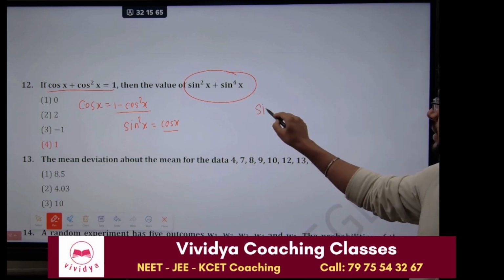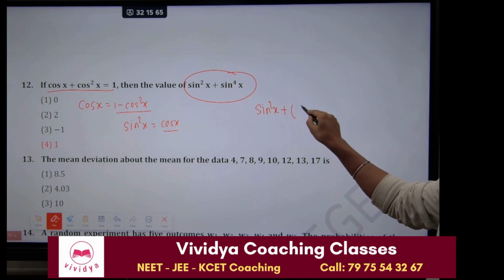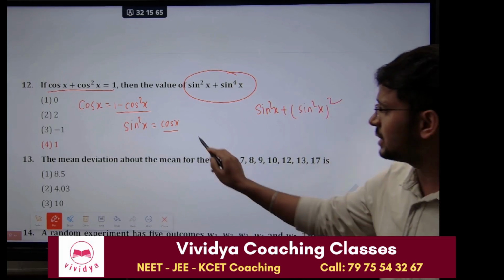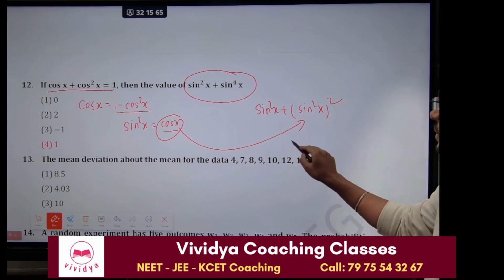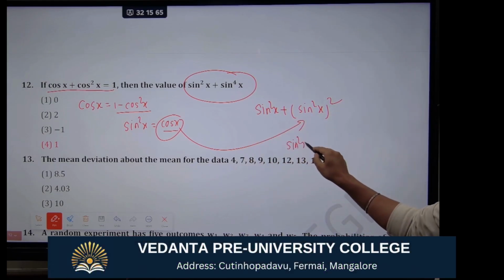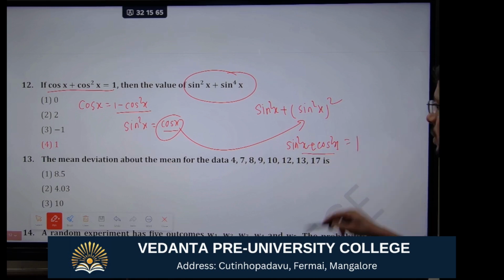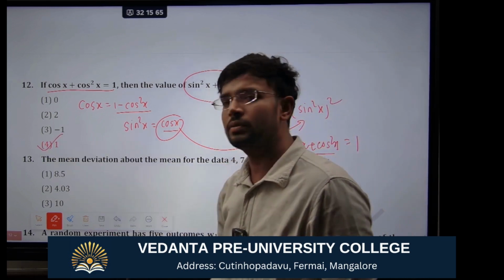So you can see this is sine square x. Let it be as it is. Sine 4x can be written as sine square x whole square. And this sine square x, I can substitute the value of cos x. So this will be sine square x and this will be cos square x. And this identity value will be equal to 1. So answer will be 4.